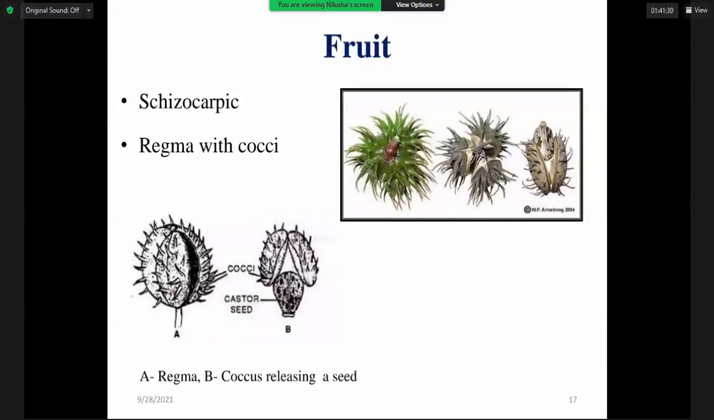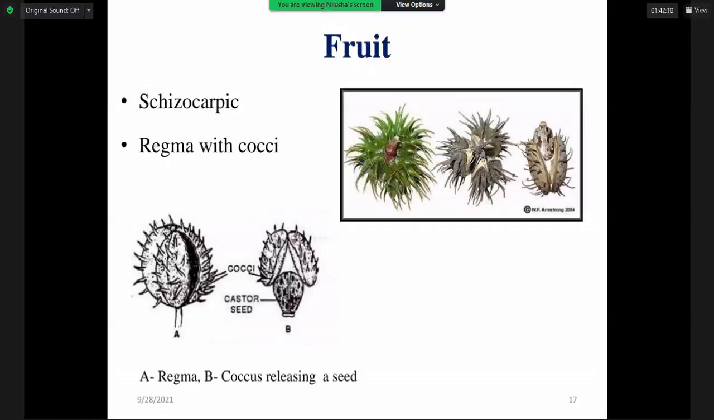Here you can see in this picture, after drying, the fruit will split into pieces, and inside those pieces there is a seed. This is a regma with coxy. You can see the wall of the fruit has a spine-like structure, which we call coxy.